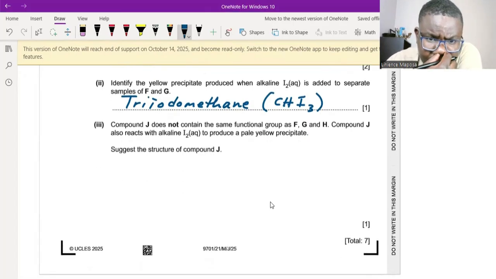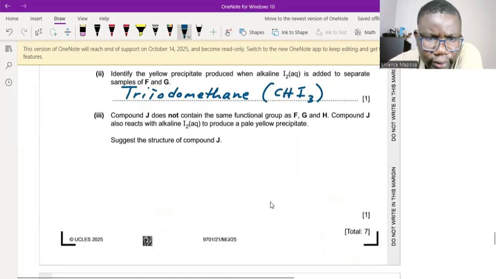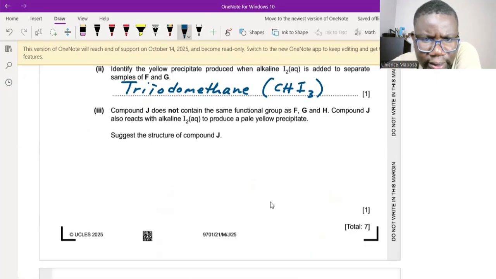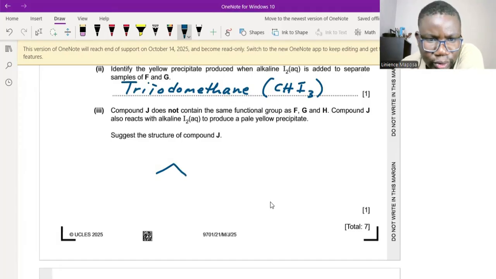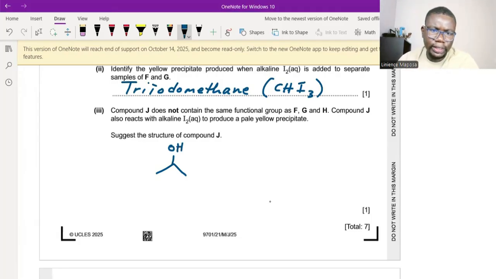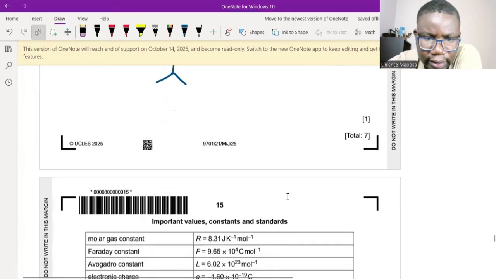Compound J does not contain the same functional group as these. Compound J also reacts with this one to produce a pale yellow precipitate. Remember I told you that secondary alcohols will also do the same thing. Suggest the structure of compound J. The compound J is a secondary alcohol with methyl on one side. So it can be something like this one. Yeah, because if you oxidize it, it's going to become a ketone, a methyl ketone. So I can give this as an example.